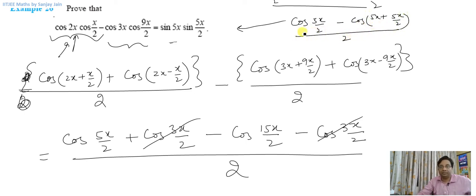So if you see, this will be cos 5x by 2 and minus this will be cos 15x by 2, and then there is 2 in the denominator. So yes, it is okay. We have got our expression in terms of the right hand side, or we have proved that left hand side is equal to right hand side, right?